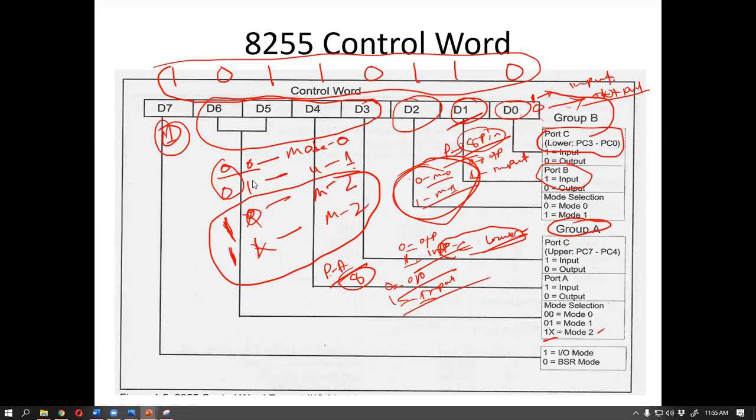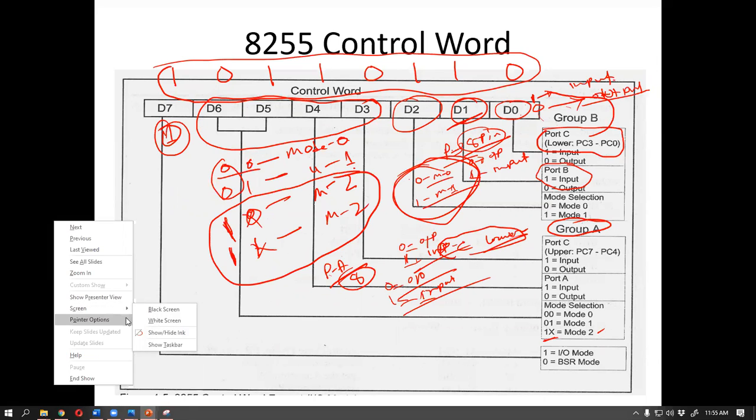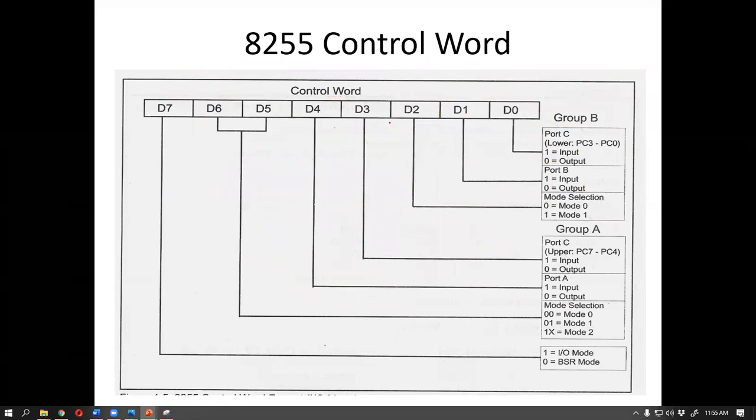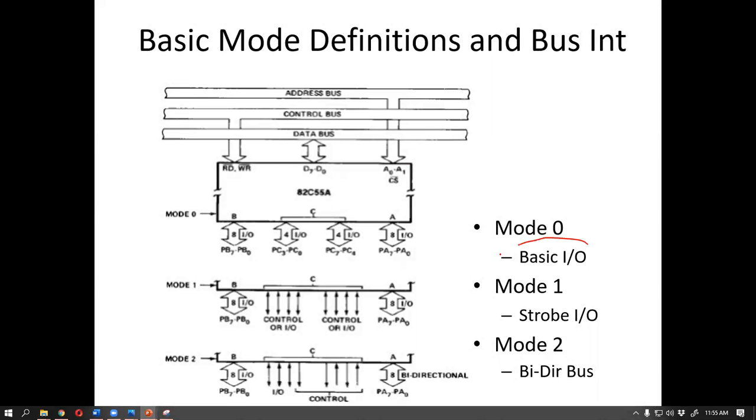And mode selection: the 8255 works in three modes, mode zero, mode one, and mode two. Mode zero means only basic input output works. Mode zero is only basic input output. These are the three ports: port A, port B with 8 pins, and port C, upper and lower. All pins are what?